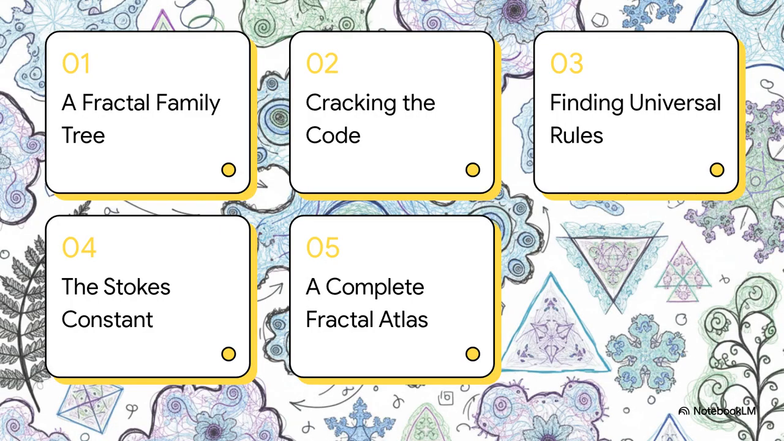To get our heads around this, we're going to follow the 5 key steps they took. First up, this idea of a fractal family tree. Then, we'll look at the special tools they use to crack the code, and that brings us to the main event, finding those universal rules. From there, we'll uncover the secret of something called the Stokes constant, and finally, we'll see how it all comes together to create a complete fractal atlas.